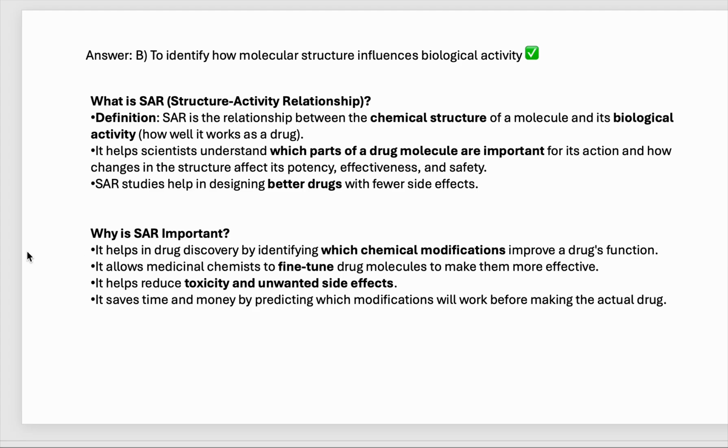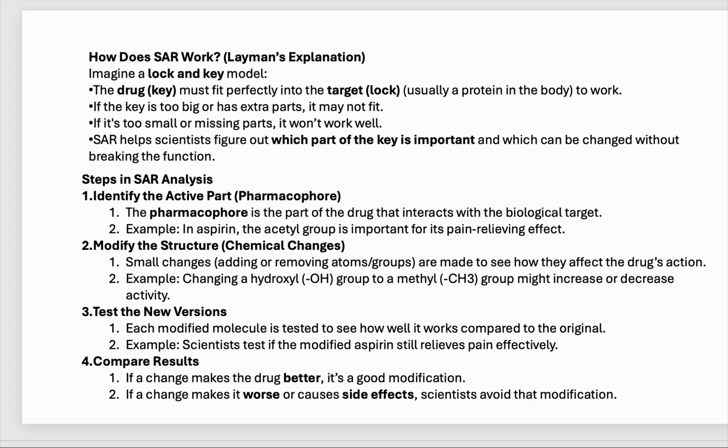So it actually helps us save time and money as well. And how does that actually work? So again, the lock and key model. Imagine the drug fits perfectly to the lock, that is the target. And if the lock is too big and has an extra part, it may not fit. And if it's too small and some part is missing, it does not fit properly, and hence does not work properly. Structure activity relationship helps us find which part of the key is important, which can be changed without breaking the function.